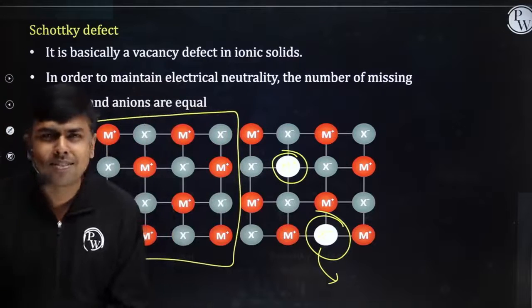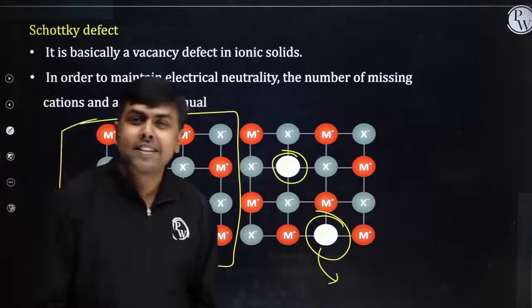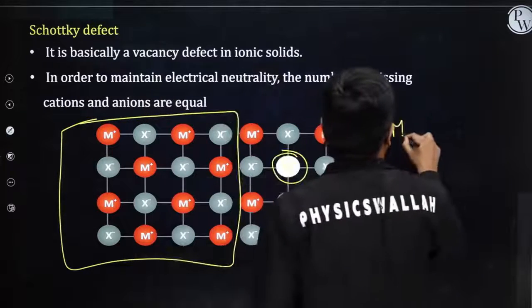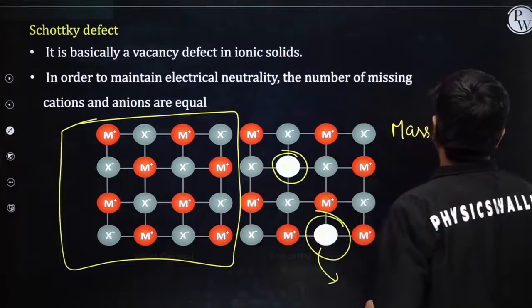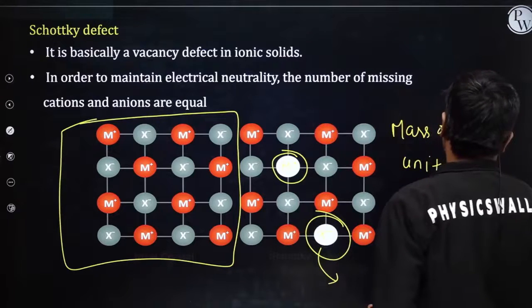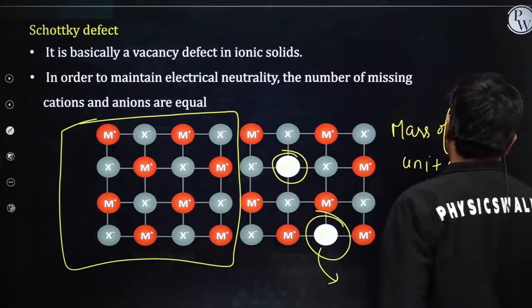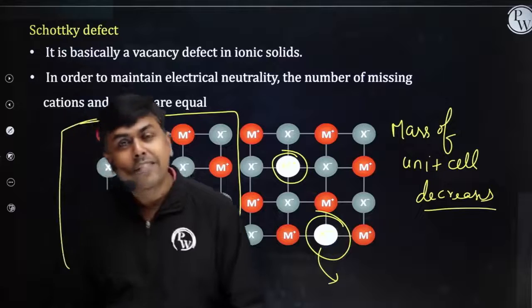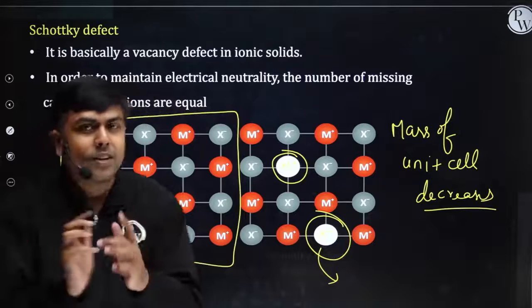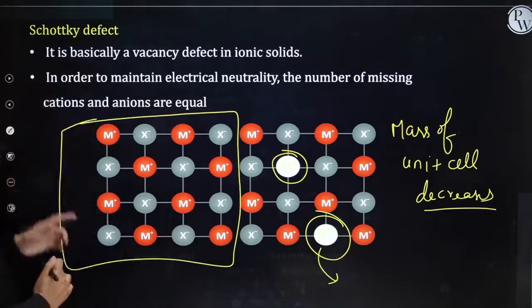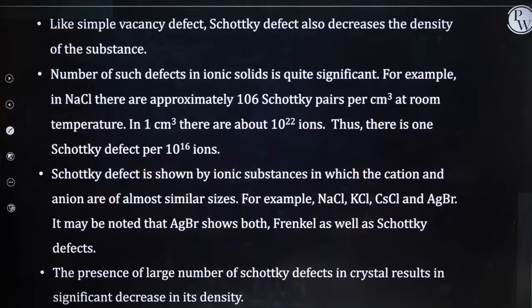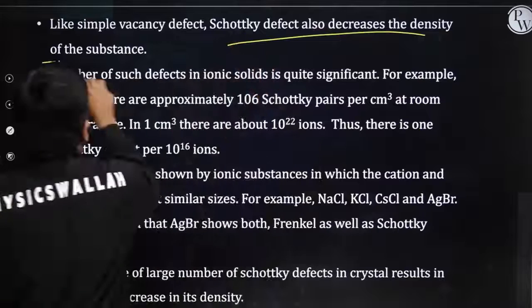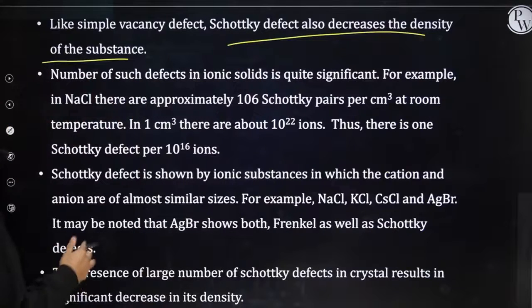What about mass? The mass of the unit cell decreases, and because of that, density will also decrease, right? So in Schottky defect, density decreases, electrical neutrality is maintained. Decreases the density, right?